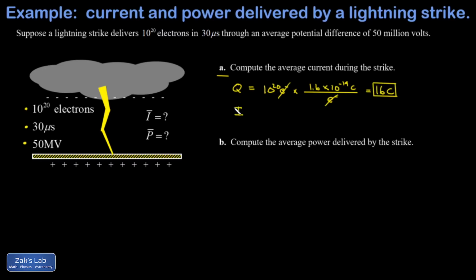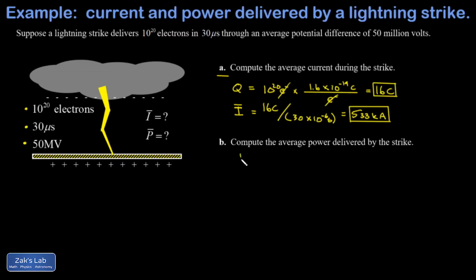lightning strike. So then to get the average current, I just take how much charge was transferred and divide by the amount of time it took. So 16 coulombs was transferred in 30 microseconds. That's 30 times 10 to the negative 6 seconds. And coulombs per second are amps. So when I do the math on this, I get 533,000 amps, which I'm going to call 533 kiloamps.